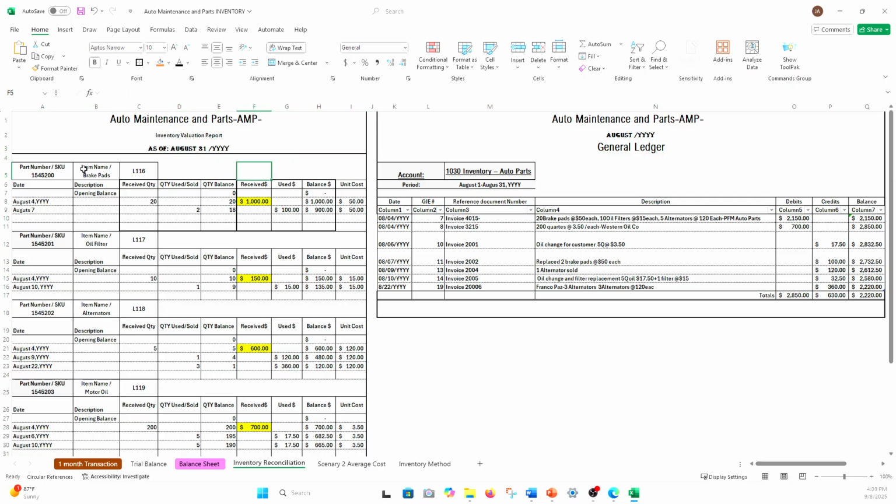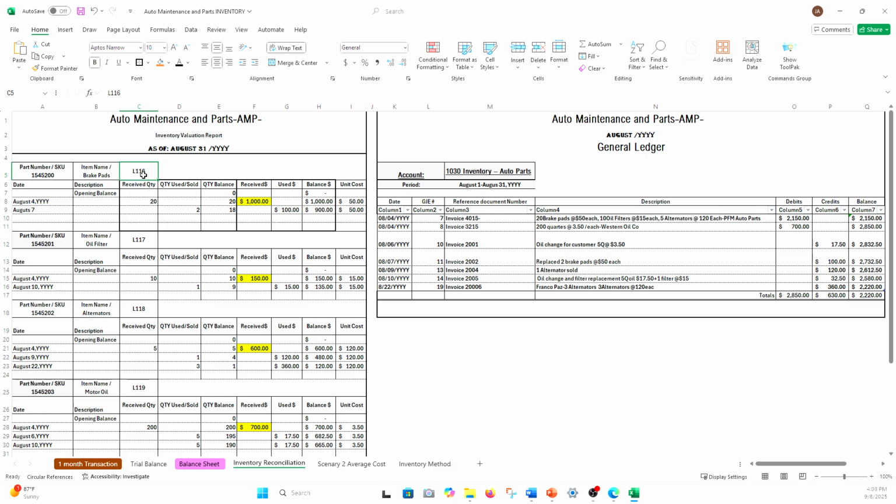Okay. So this has to have the part number or SKU. The SKU is usually used when they scan the products. The item name and the locations where the part is stored.